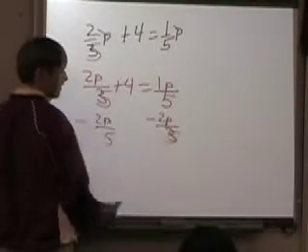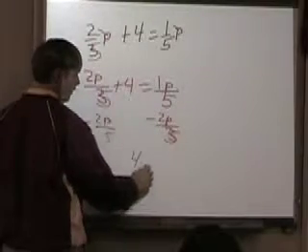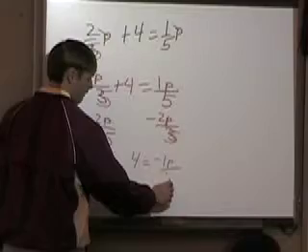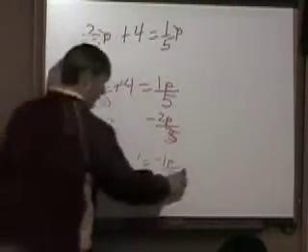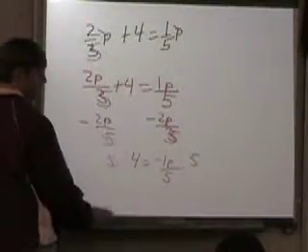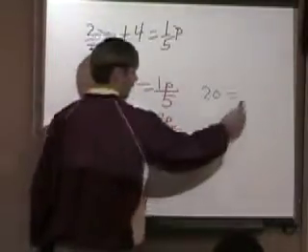1p minus 2p is what? Negative 1p. So I've got 4 equals negative 1p over 5. Now what do I do? Multiply 5 on both sides. So 5 times 4 is 20, and that equals negative 1p.